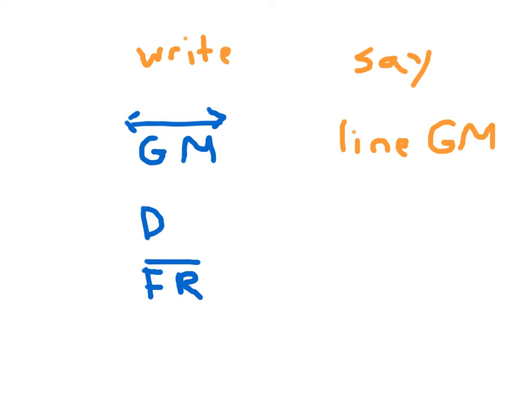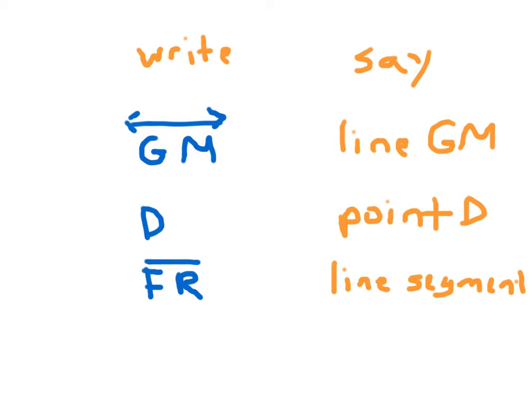The next one, you write D. What would you say then? Right, point D. And finally, how do you read this next one? What would you say? Right, line segment FR. And remember, line segment FR would be the same as line segment RF. That would be the same one there. Just as this one here, what I was saying before, that would be the same there as well.